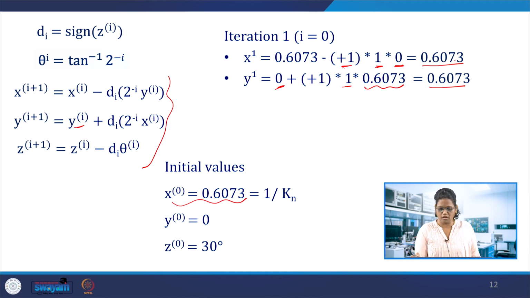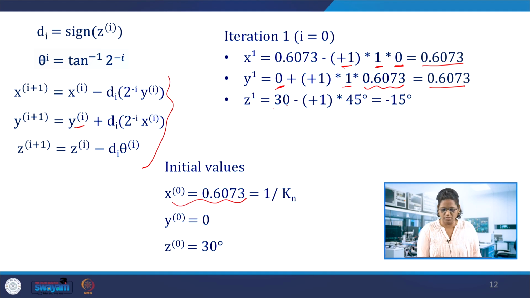x1 and y1 are obtained, and z1, the first angle. We are going to compute for 30 degrees, that is the z of 0. So 30 degrees minus the equation, d is plus, and 45 degrees is the initial assumption. Assuming tan theta i equal to 0, theta i is here 0, and tan inverse of this is going to be 45 degrees. If we substitute 45, that is minus 15, so we get minus 15 now from 30 degrees.